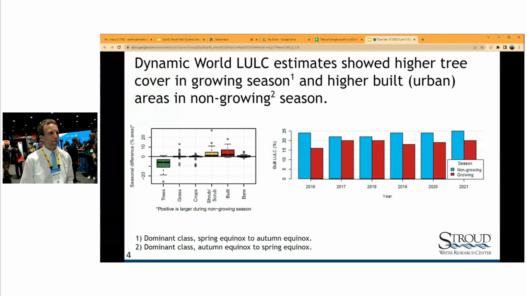And the chart on the right shows that for one watershed that we investigated further, there was a seasonal cycle in the land cover estimates where, throughout the time period of available data, there would be more built area in the non-growing season than in the growing season.